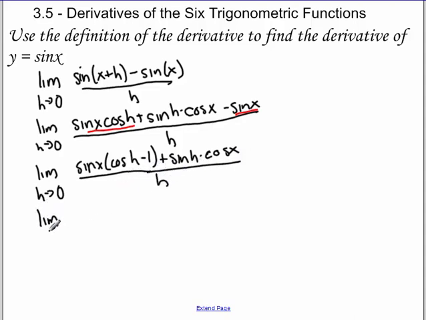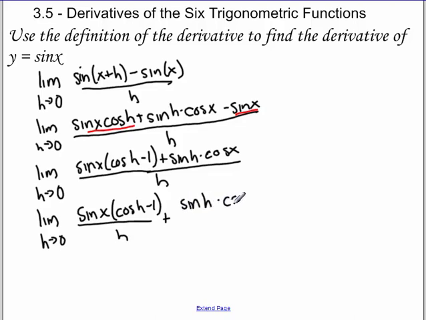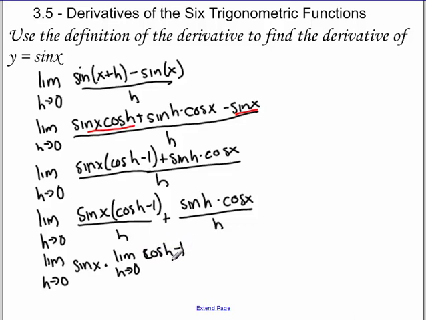Now I'm going to split it up, because you can split up your numerator across addition or subtraction. Now let's separate these out even more, because I gave you guys a few important trig limits that I wanted you guys to know. So I have sine of x. Now I'm going to put any term that has an h in it together.